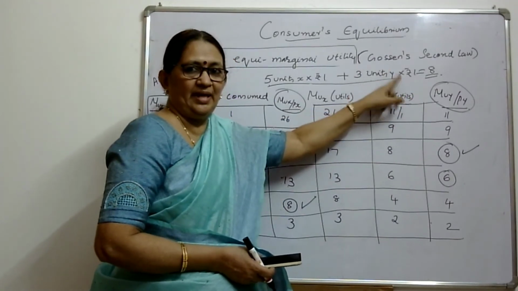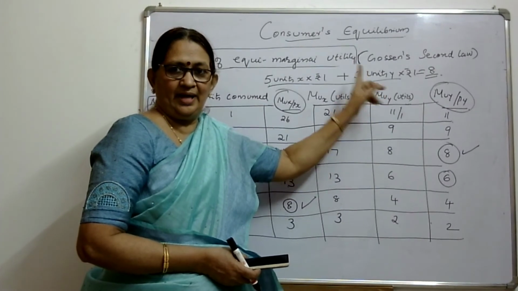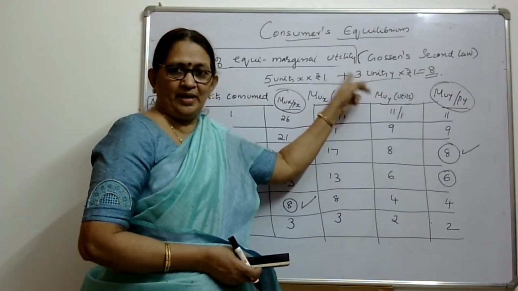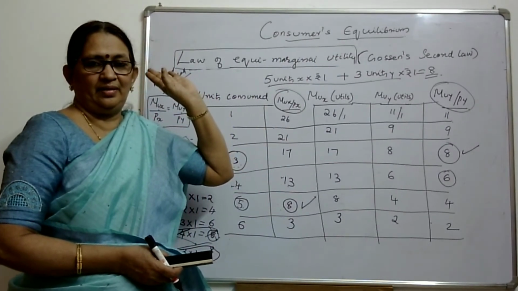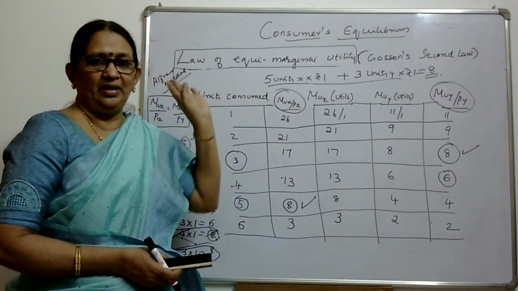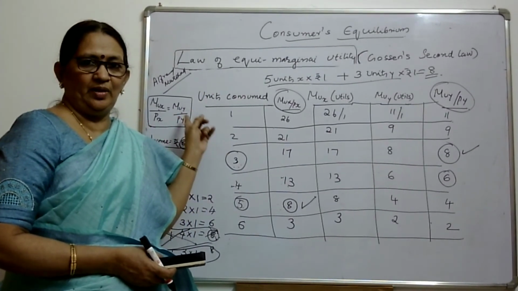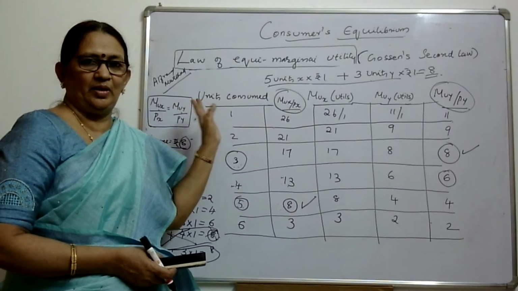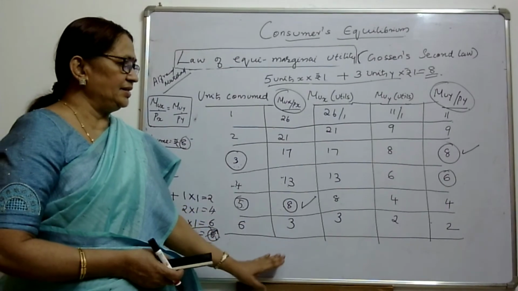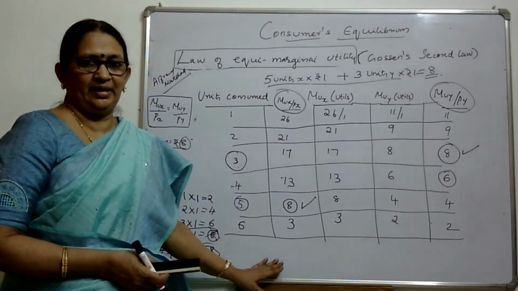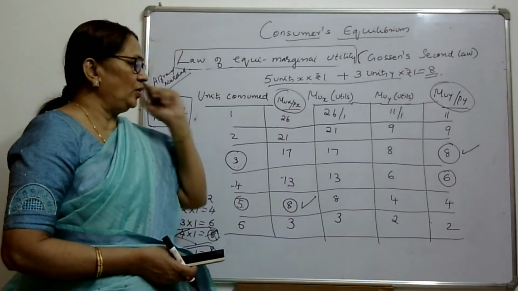And he is spending the entire income on both the goods, and he sees that the satisfaction derived from the last rupee spent is equal on both the commodities. MUx by Px is equal to MUy by Py is equal to income. And this is a simple example. More numericals, more examples will be given once the chapter is over.